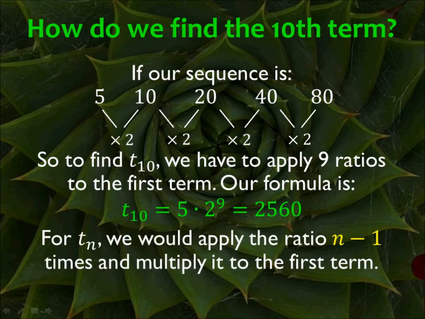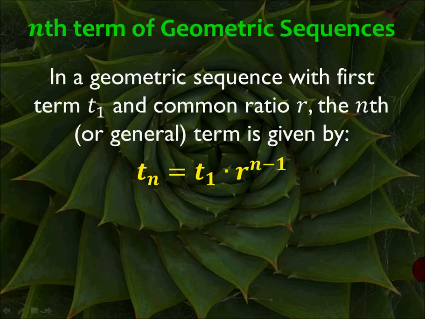For t sub n, you would apply the ratio n minus 1 times and multiply it to the first term. So you see where this formula that we're going to show on the next slide comes from. You're going to have a common ratio. You're going to multiply it by the first term n minus 1 times. And our formula is this.